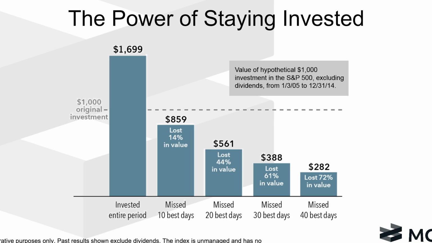Did it not? This slide here shows the power of staying invested. If you'd invested $1,000 in the S&P 500 from January 2005 to December 2014, so almost a 10-year period, you would have made 70% if you had stayed invested. So your $1,000 would have turned almost to $1,700. If you had missed just the 10 best days, your account value would have been down 14%. And that's not 14% from what you had made, it's 14% from what you started with. If you had missed the 20 best days, you'd have been down 44%. If that's not an illustration of the power of staying invested, I'm not sure what is.